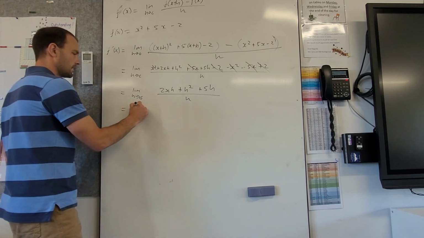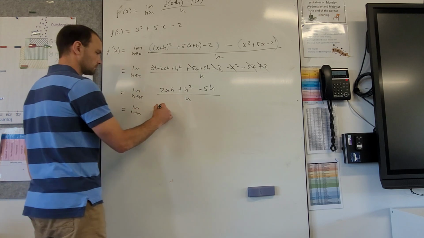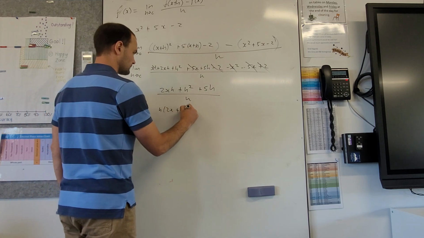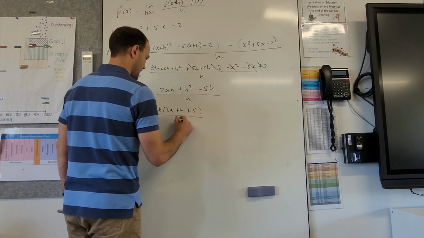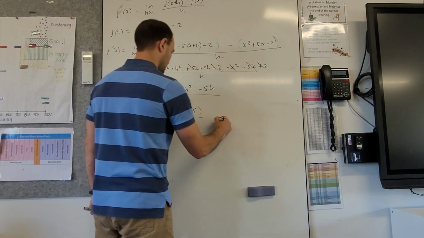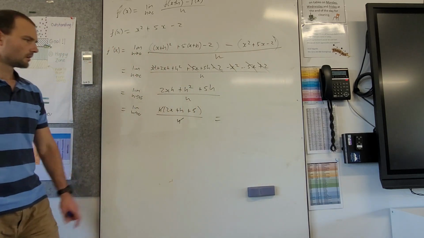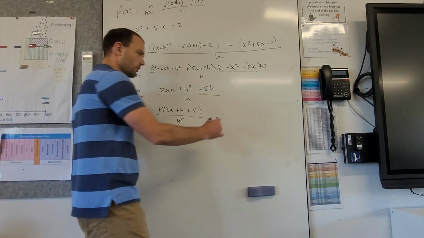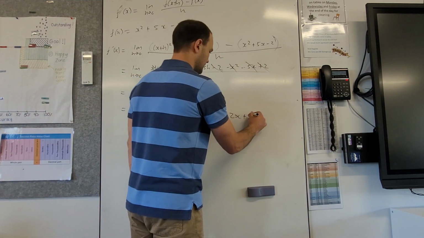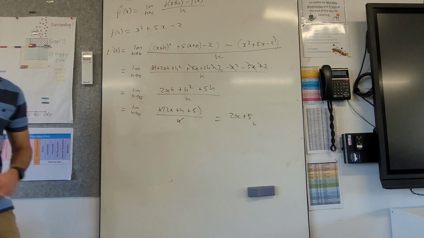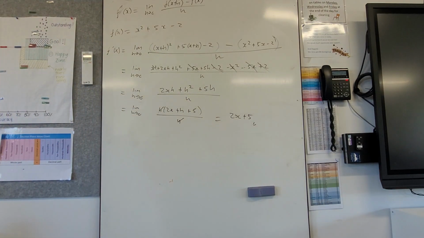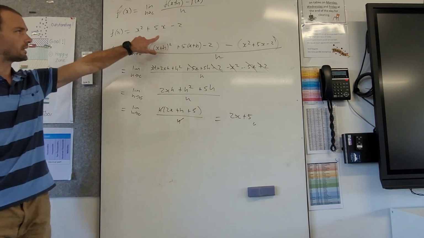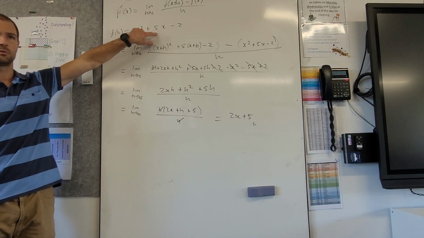So we'll factorize the h and cancel it. Apply the limit. If we've got 2x plus h plus 5, h is approaching 0, we're left with 2x plus 5. And we know that's going to be the answer because we can differentiate this using simple differentiation.